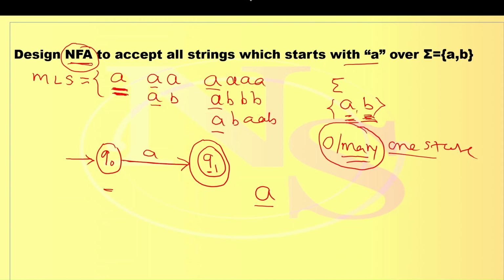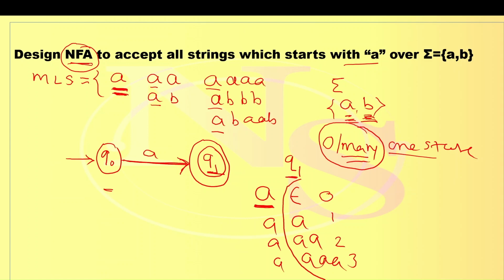After the string starts with A, the automata reaches state Q1. So the automata is at state Q1. After this A, multiple A's can come, maybe single A, double A or triple A, or there may not be any A's, so only a single A is there. Nothing means epsilon. So Q1 is looking for zero A's, or 1 A, or 2 A's or 3 A's. What is this? Zero or many.